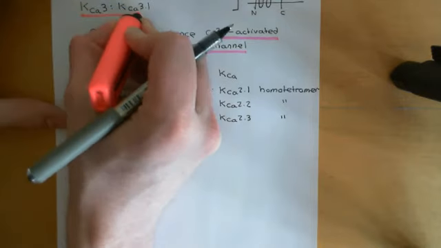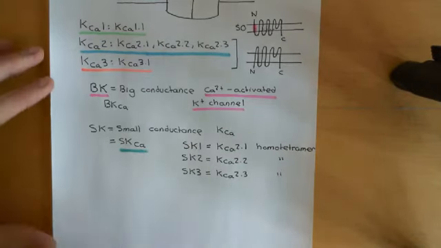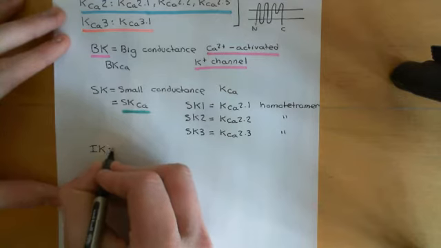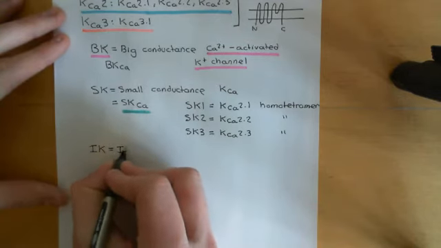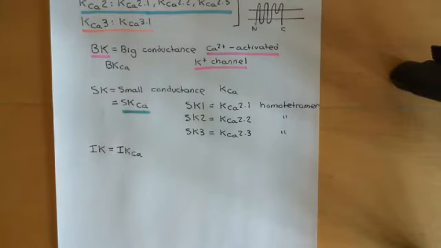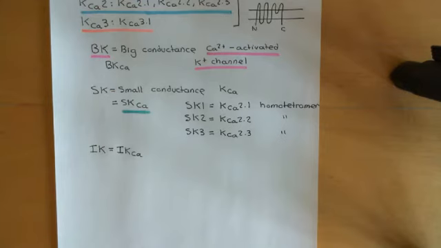Now we'll finally go on to the KCA3 family. If you make a homotetramer of KCA 3.1 subunits, that's what's known as an intermediate conductance calcium activated potassium channel. So an IK channel, or indeed you can also denote it IKCA to emphasize the fact that it is an intermediate conductance calcium activated potassium channel. So again, that's always a homotetramer, just like the big conductance calcium activated potassium channel. These are going to be important later on. We will see a lot, particularly of the intermediate conductance calcium activated potassium channel.